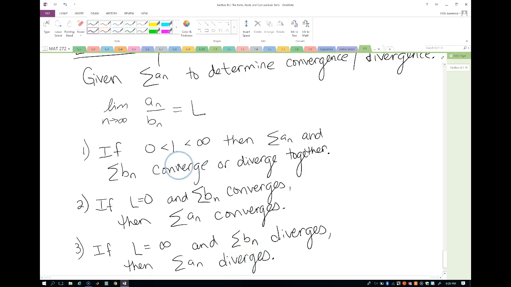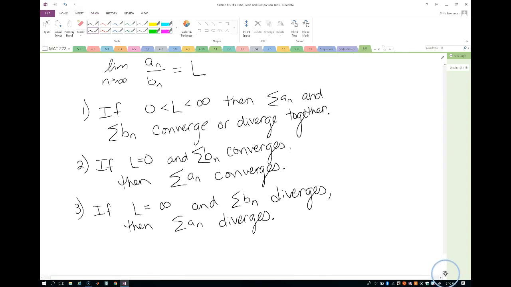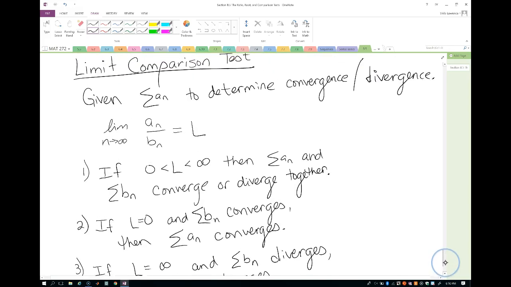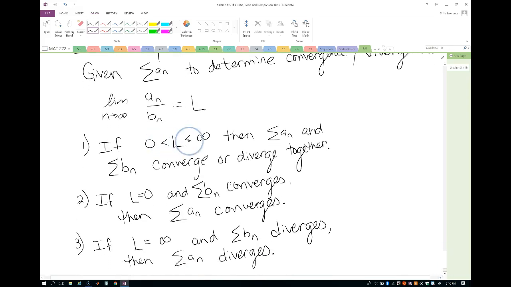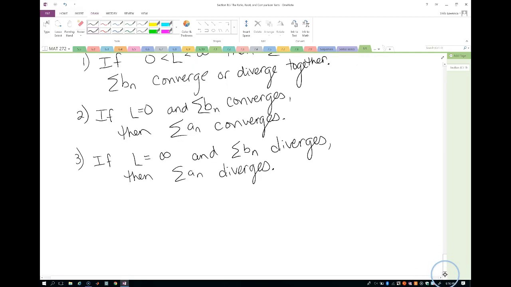So we try to stick with something that comes out to be between them when we calculate the limit. And that's why a similar looking series is required. So as long as that limit comes out to be something in between 0 and infinity, which is what's going to happen most of the time, then we're guaranteed that our two series do exactly the same thing. And number 2 and number 3 are just like special cases.